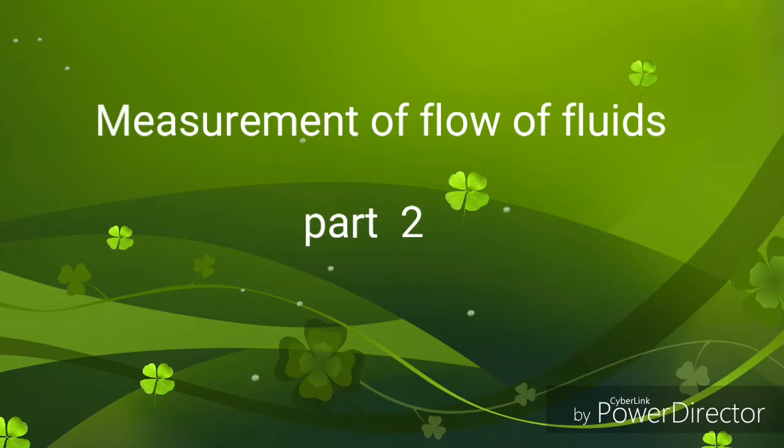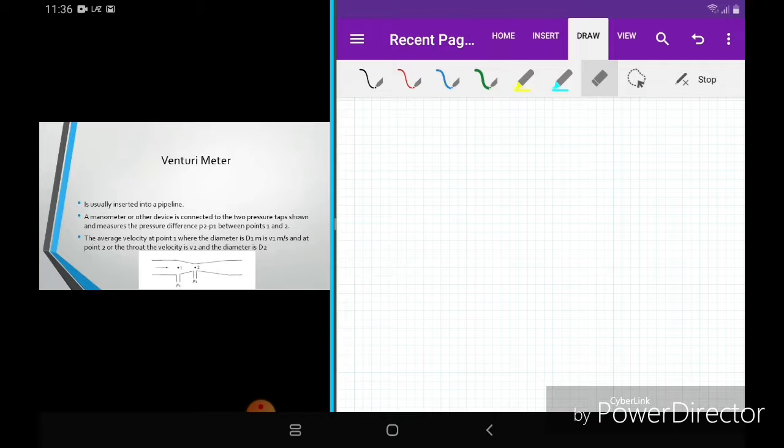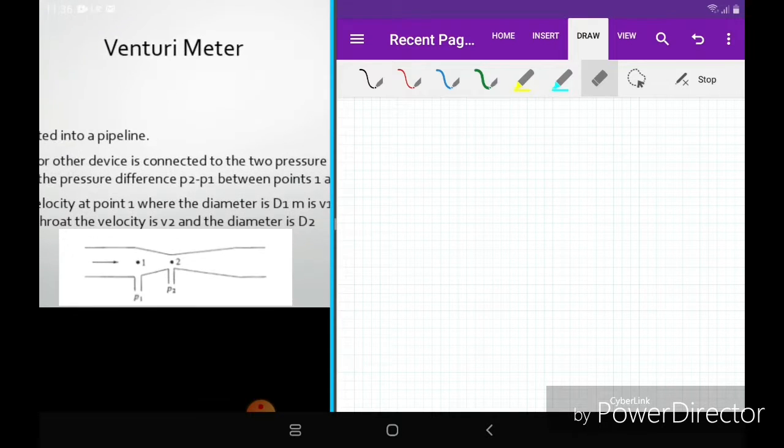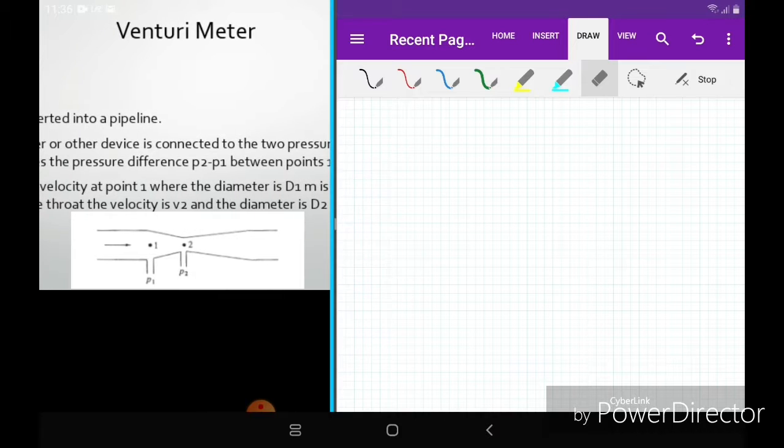Okay, now the next device is the venturimeter. A venturimeter is usually inserted directly into the pipeline. So this is the figure of the venturimeter. Okay, so you have a larger diameter pipe, then eventually magiging maliit siya. Magkakaroon ng tinatawag nating throat dito sa point 2.